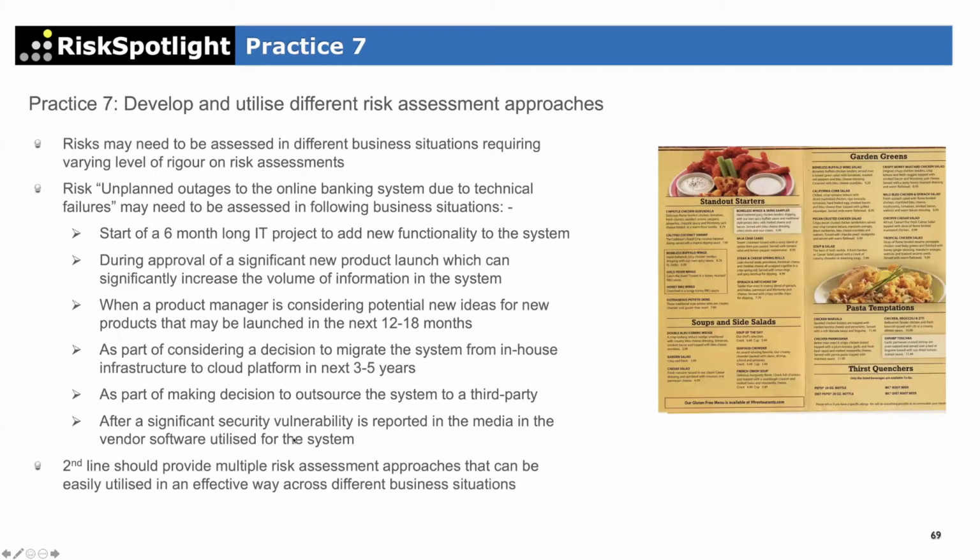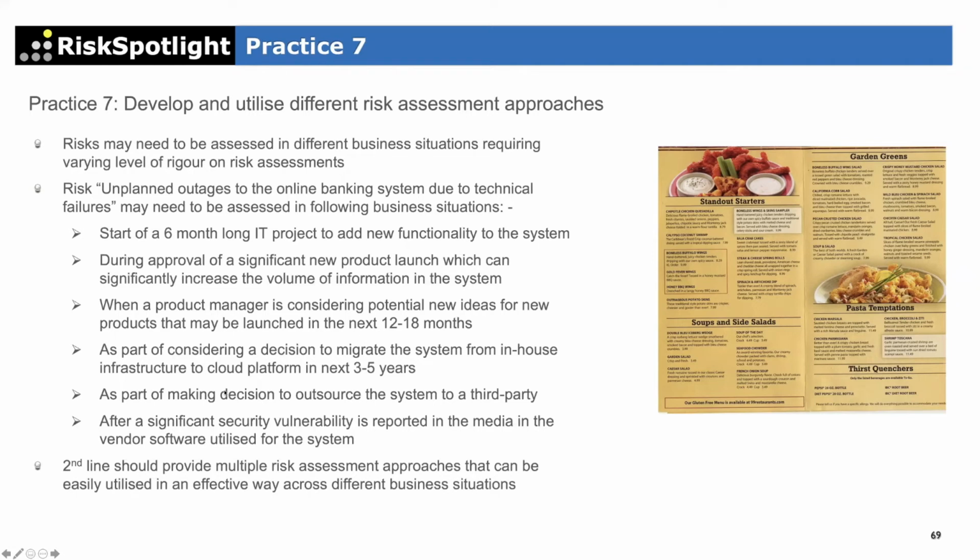And if there is a significant vulnerability which is reported in the media, in the vendor software utilized for the system, then also we want to think about that particular risk. So there are lots of business situations in different parts of the business, and all of these are first line activity, none of this is risk management related. So this is what the first line is trying to do on a day-to-day basis, and we want them to think about that unplanned outage risk as part of those things.